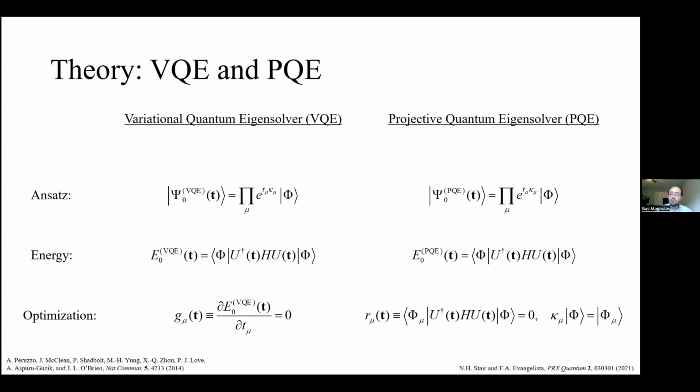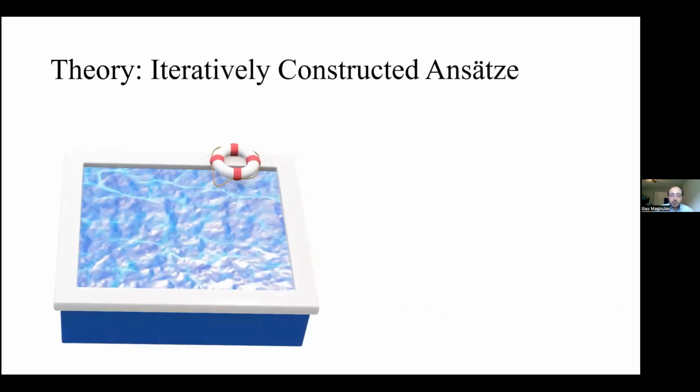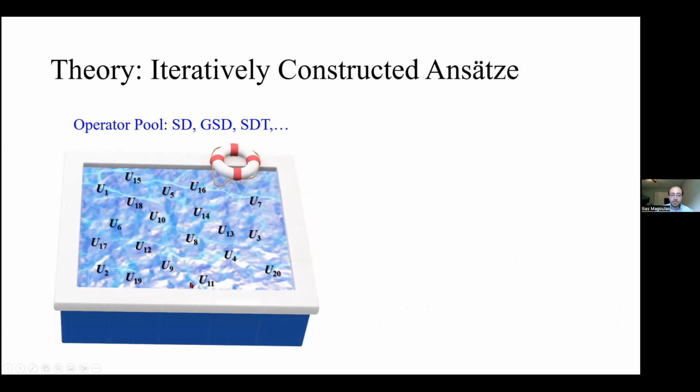Now, both VQE and PQE can be used with fixed Ansätze, and what I mean by fixed Ansätze is that you have a fixed number of exponentials. So for example, that would include UCCSD, UCCSDT, and so on. But what is more important and economical is to use iteratively constructed Ansätze. So in this case, you have to define a pool of operators, and that pool can contain singles and doubles, generalized singles and doubles, singles, doubles, triples, and so on. And inside that pool, you have your unitaries swimming around. And this bucket here will represent your ansatz.